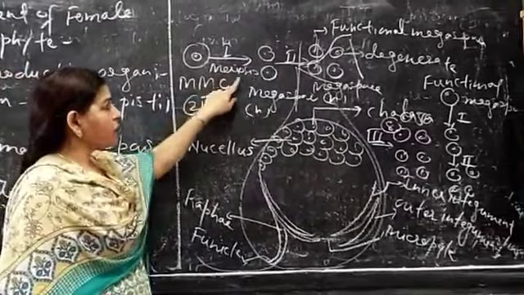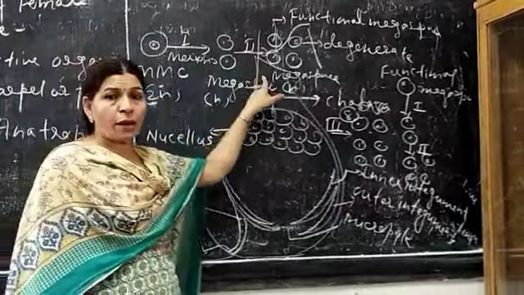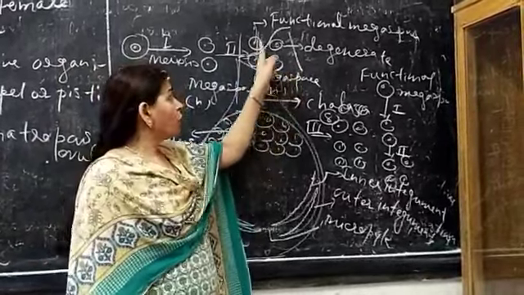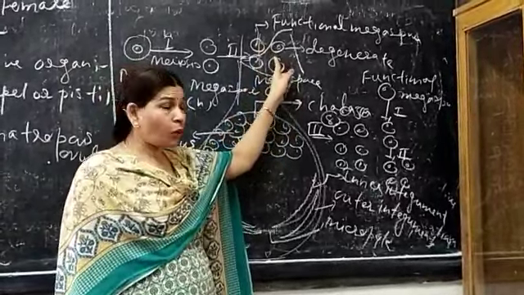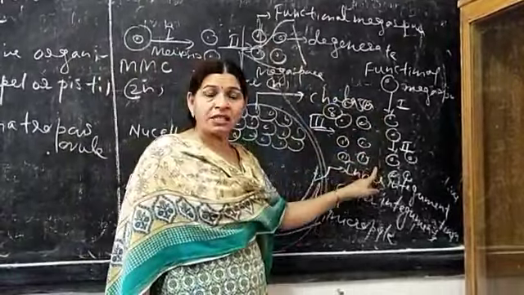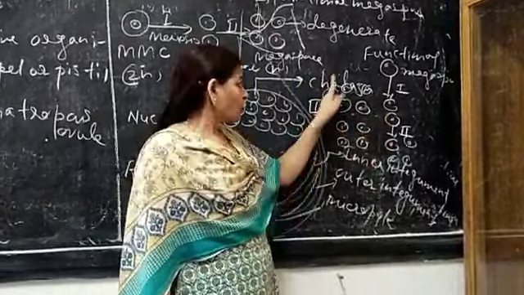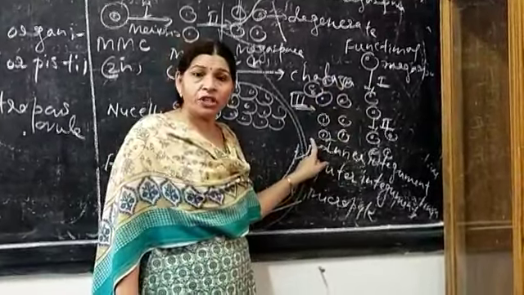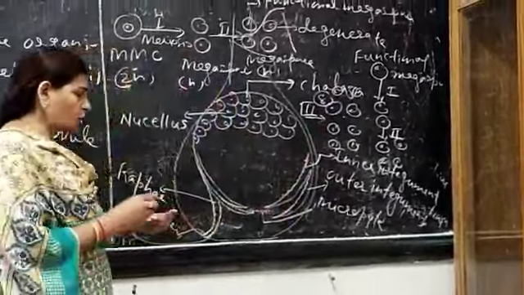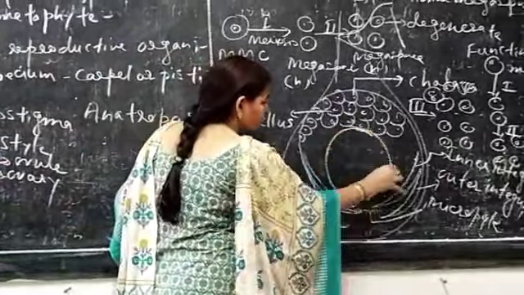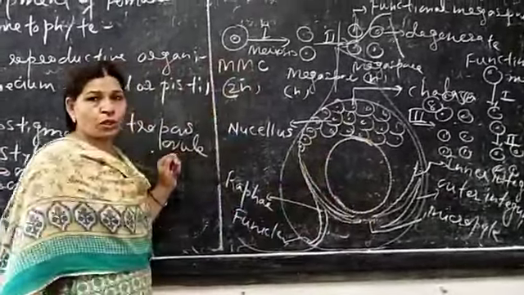So the first meiosis division gives 2, the second meiosis division gives 4 haploid megaspores. Out of 4, 3 degenerate. Only one functional megaspore is left. It passes successively through 3 mitosis divisions, first, second and third. So what is the result of the third mitotic division? 8 haploid nuclei are formed. Within the ovule, they are arranged in the embryo sac.